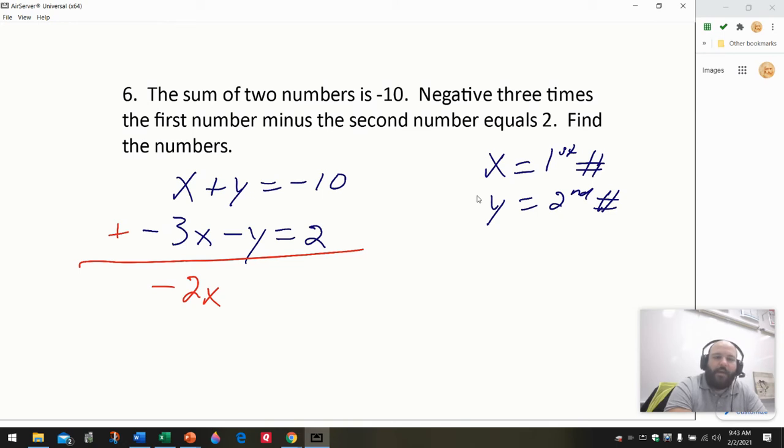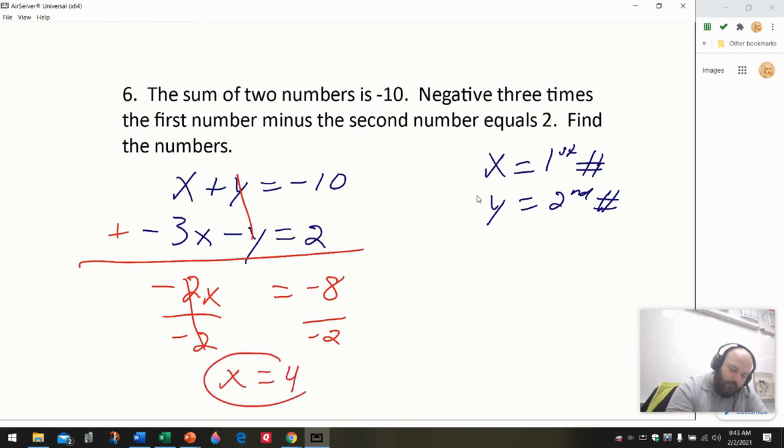And then I have y plus negative y, which is 0. Those cancel. That's good. That's what we want to happen with elimination. The last one, it says negative 10 plus 2, which would give me negative 8. Now from there, it's a one-step equation. We simply divide both sides by negative 2, and x equals 4.